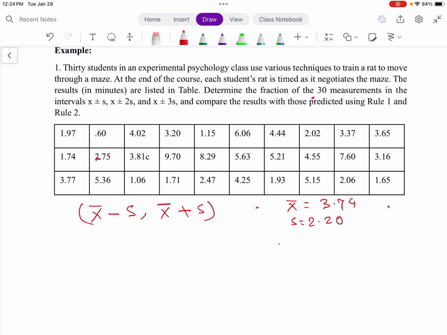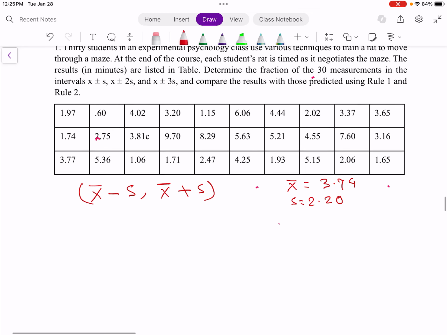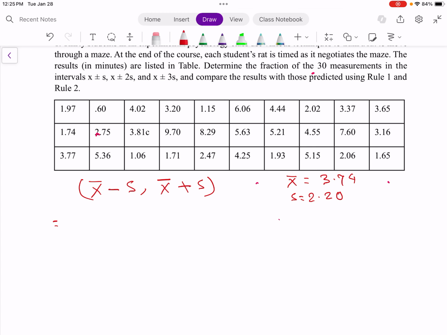Now, can you calculate this interval? I want you to calculate this one standard deviation of a mean. So what will be this interval? What do we do next? You substitute x bar and s, okay? X bar is given to you and s is given to you.